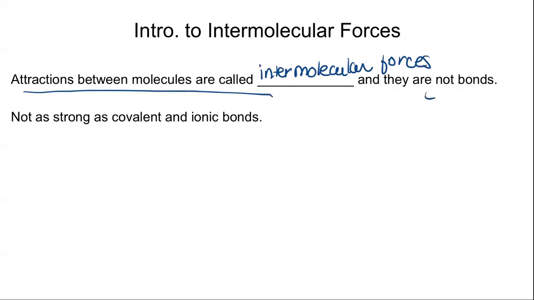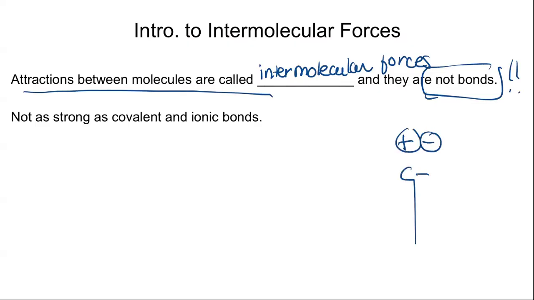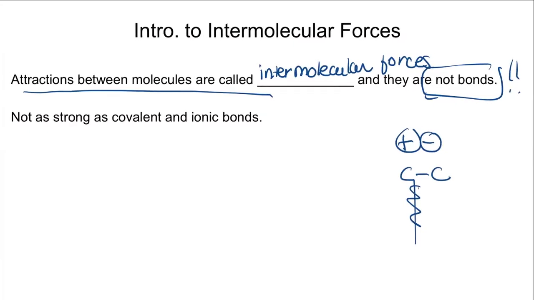They're not bonds. They're attractive interactions. So if I have an ionic bond or a covalent bond, they're sharing them. Those are real bonds. We call those bonds. They're very strong.